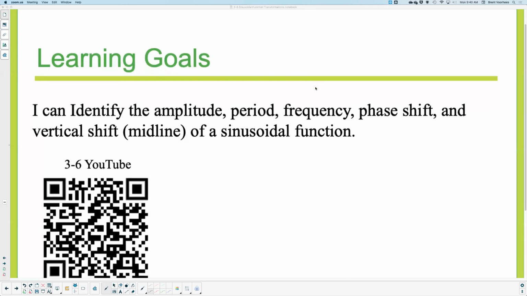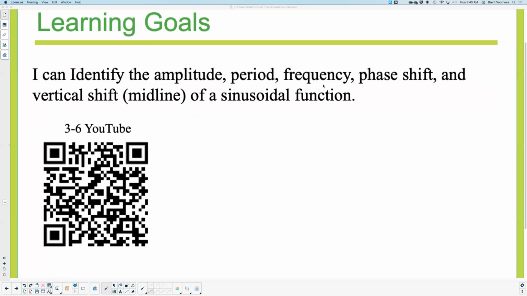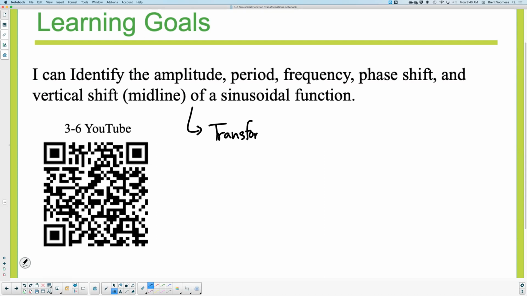All right, lesson 3.6. Today we can identify the amplitude, period, frequency, phase shift, and vertical shift, the midline of a sinusoidal function. We did this last time, but today specifically we're going to look at it from a transformation perspective. So that's what I'm going to put today, from a transformation perspective.